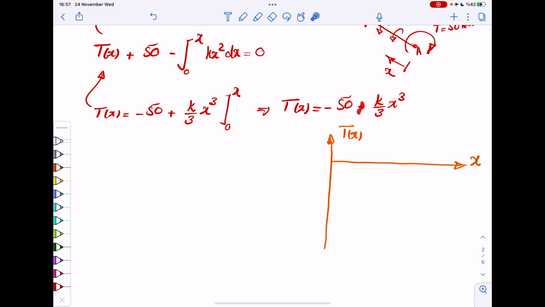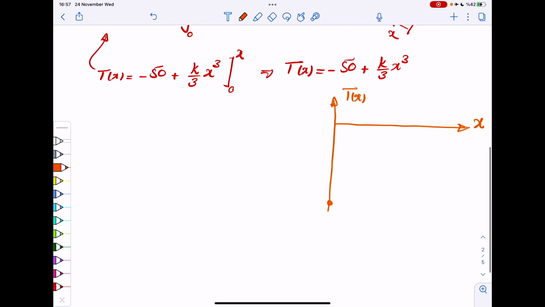This is plus, right? Yeah, okay, so it's minus 50 plus k over 3 x cubed. Now, if you plot that, it starts from here at point x0, which is a, and then you have a cubic function like that, and then maybe you plot it like that. So this is the curve, minus 50 plus k divided by 3x cubed.